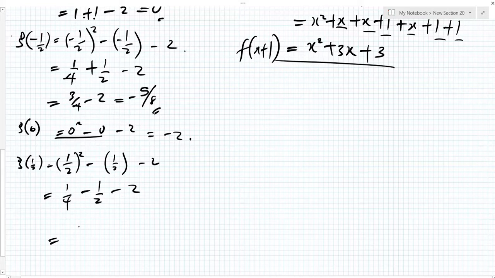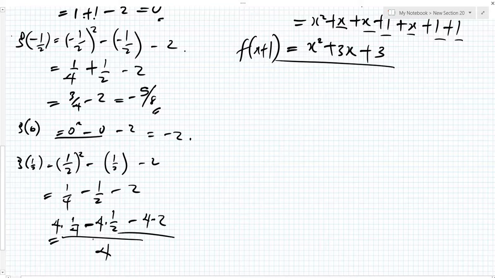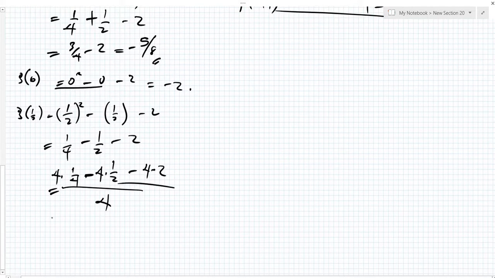Now let me use, what is the lowest common factor? The lowest common factor is 4. So I just multiply all through by 4. So it's just like this, cancelling this. So I have 1 over 4 minus 4 times 1 over 2 minus 4 times 2.